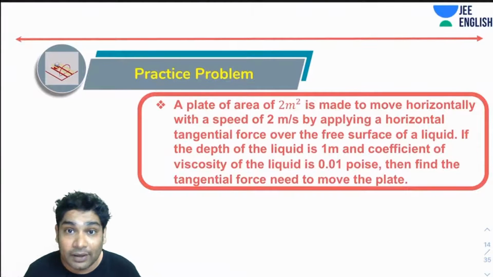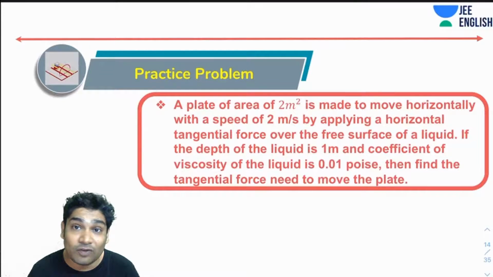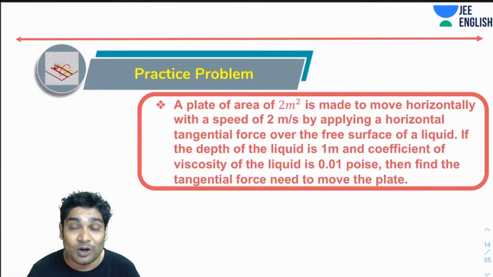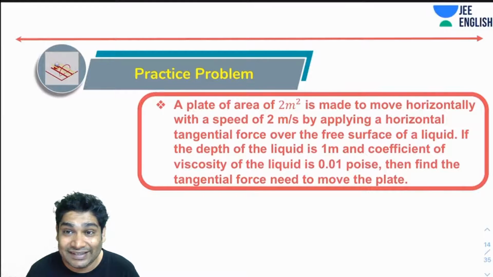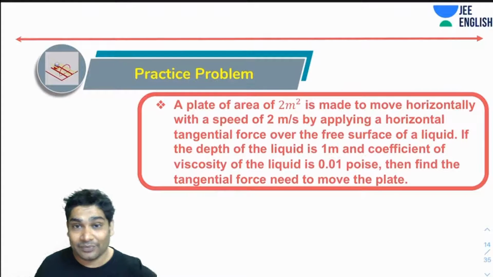Okay, now let's move forward. Why don't we start with a practice problem? This problem tells you that a plate of area 2 meters square is made to move horizontally with a speed of 2 meters per second by applying a horizontal tangential force over the free surface of a liquid. If the depth of the liquid is 1 meter and the coefficient of viscosity of the liquid is 0.01 poise, then find the tangential force needed to move the plate. So try this problem.